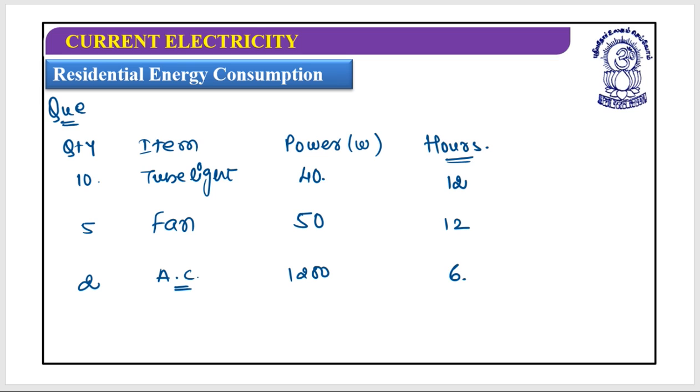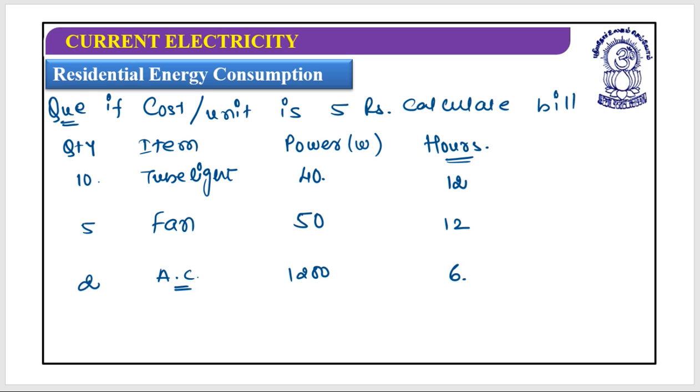And let's calculate, if cost per unit is 5 rupees, calculate the bill for 30 days. This is required. So this is watt into hour. Let's calculate it.